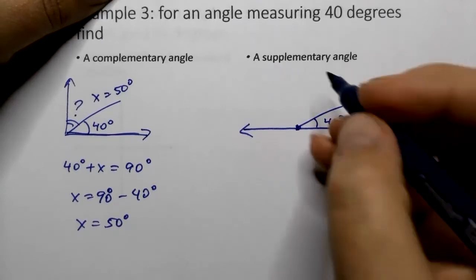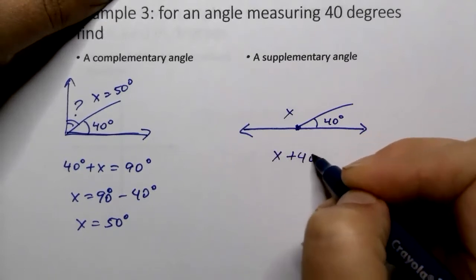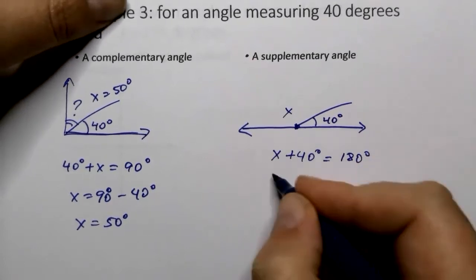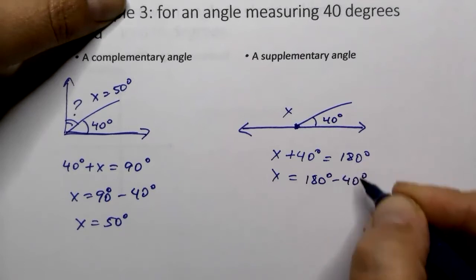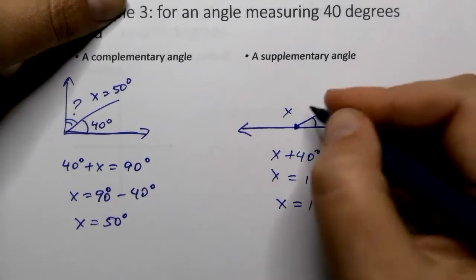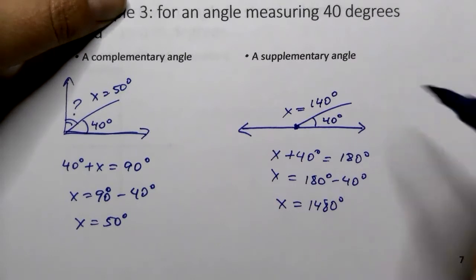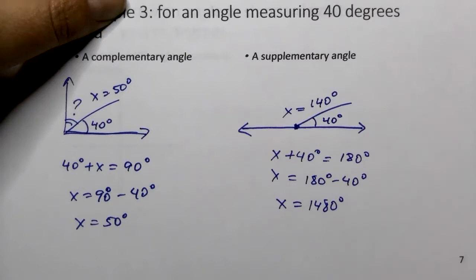Okay, so what is this angle? We know that x and 40 together form a straight angle, 180. So x must be 180 minus 40. That's 140, so x must be 140 degrees. If we add them together, 140 and 40, we're going to get 180. And the answer is yes.